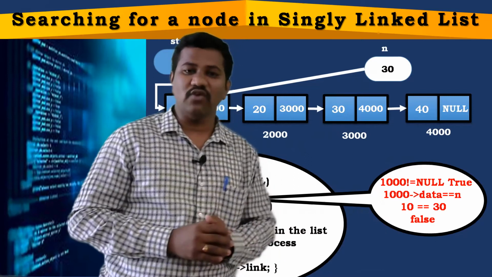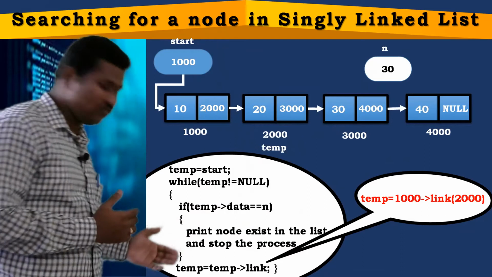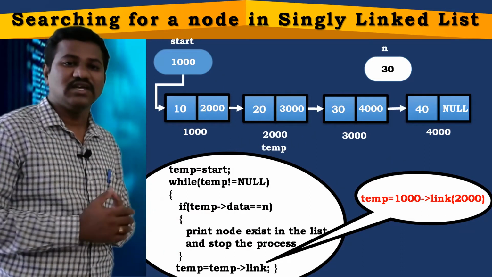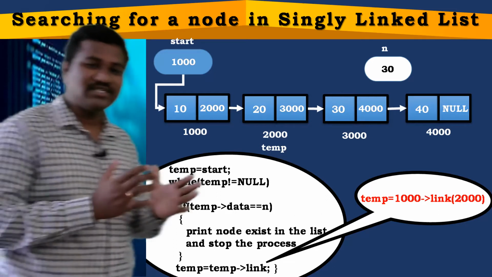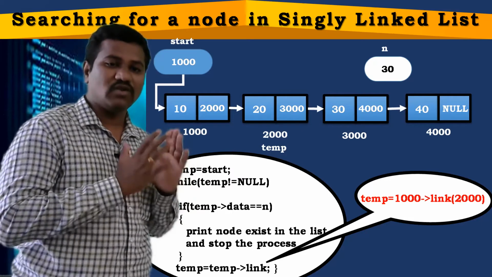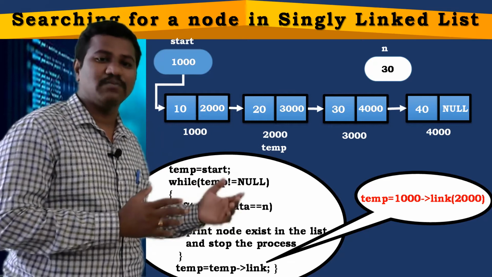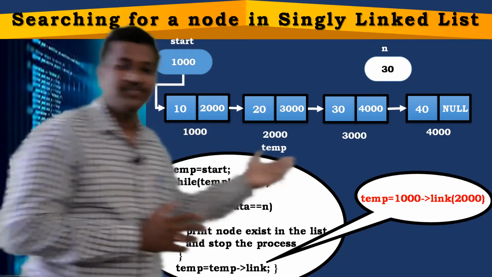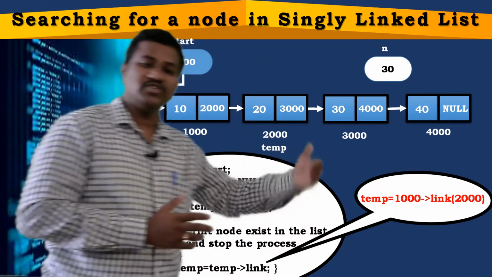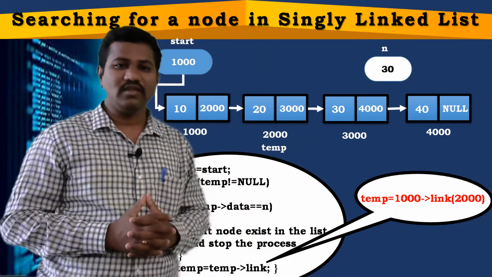If this condition is false, what do we need to do? We need to go to the instructions after the if part. The instruction after the if part is temp is assigned temp arrow link. What this instruction is saying is that we need to move temp from the current node to the next node. So temp is assigned temp arrow link: initially temp is pointing to 1000, 1000 arrow link gives 2000, so 2000 is going to be stored in temp. So temp is moving from the first node to the second.